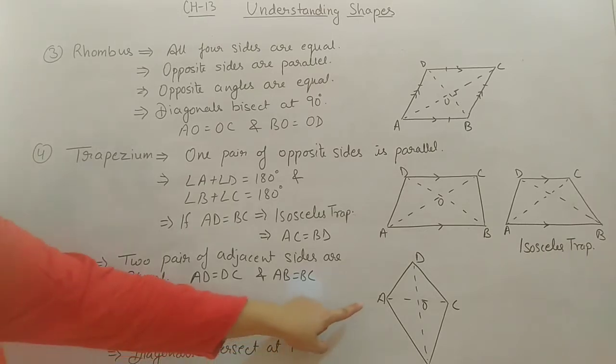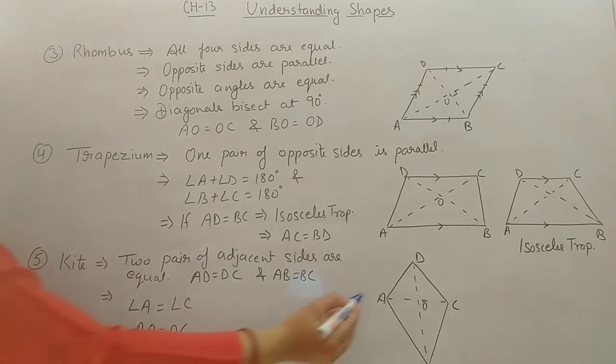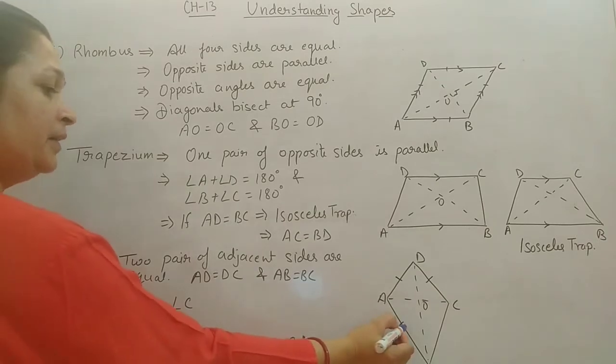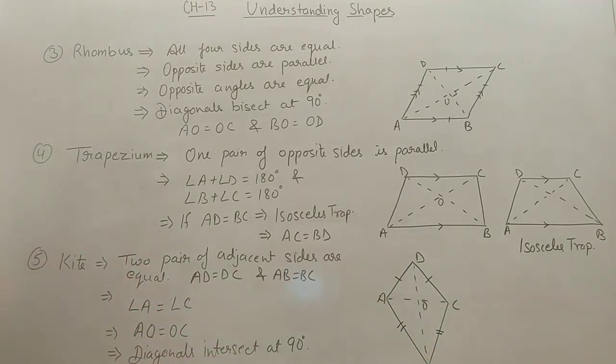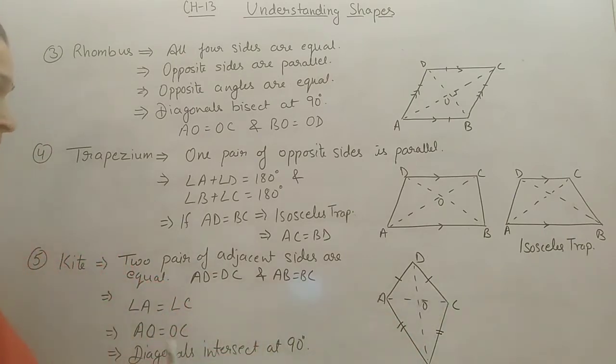Fifth figure we have is the kite. You can see this type of shape is a kite. So in a kite two adjacent sides will be equal, like this AD and DC will be equal and AB is equal to BC. But these are not parallel, only equal lengthwise. Then only one pair of opposite angles will be equal: angle A is equal to angle C.